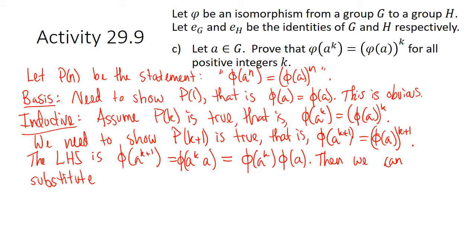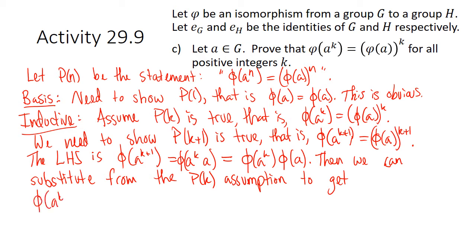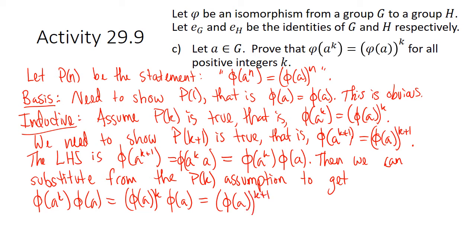Then we can substitute from the P of K assumption to get that phi of A to the K times phi of A, which is what we already had, is quantity phi of A to the K, and then another phi of A. And if we just combine those together, using rules of exponents, that is the K plus 1 power right there. Okay, so that's how you can prove that.